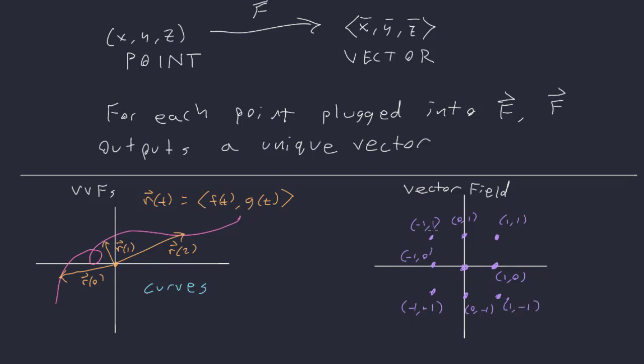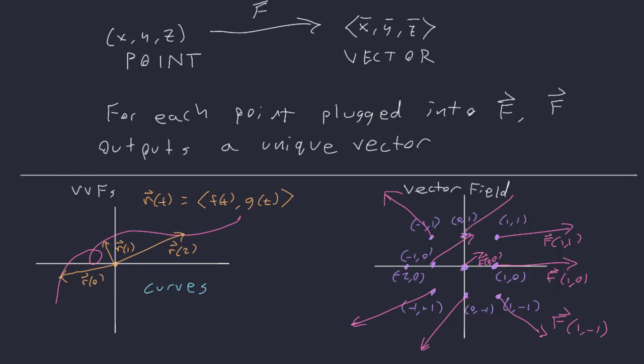Now what a vector field does, if we're just looking at these points, and we could look at a lot more, like negative 2, 0, is that at each one of these points capital F gives us a unique vector. So we might have a vector here, that would be F of 0, 0. We might have a vector here, that would be F of 1, 1. Maybe a vector here, F of 1, 0. Maybe this would be F at 1, negative 1. And so on.